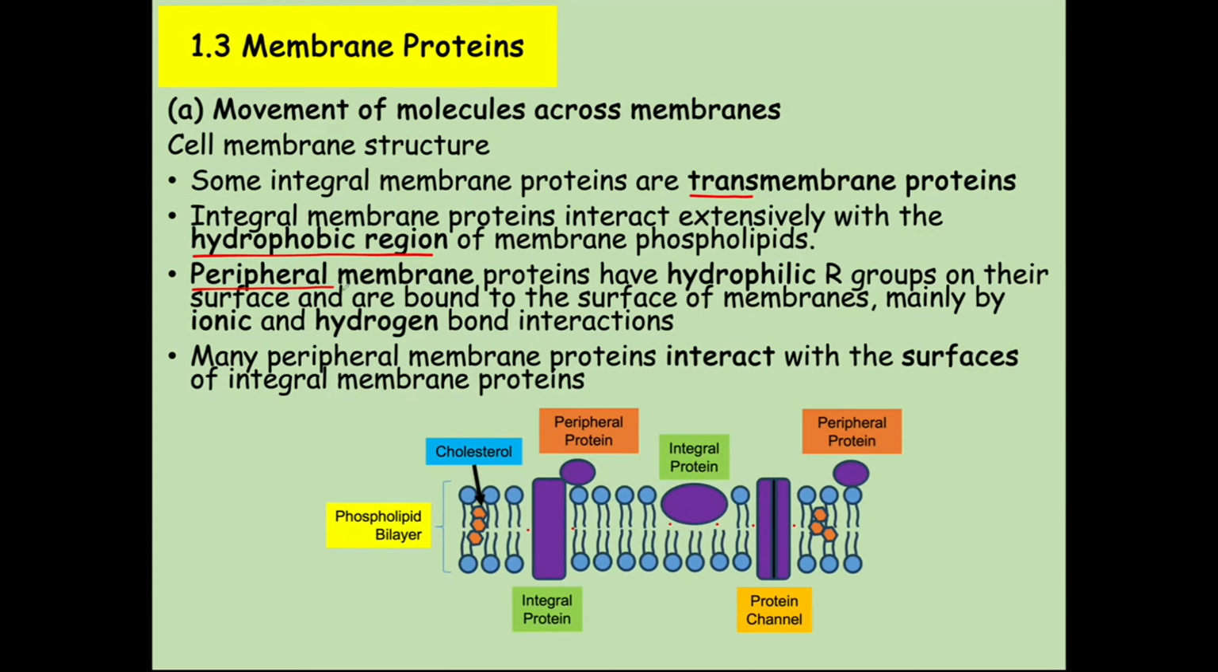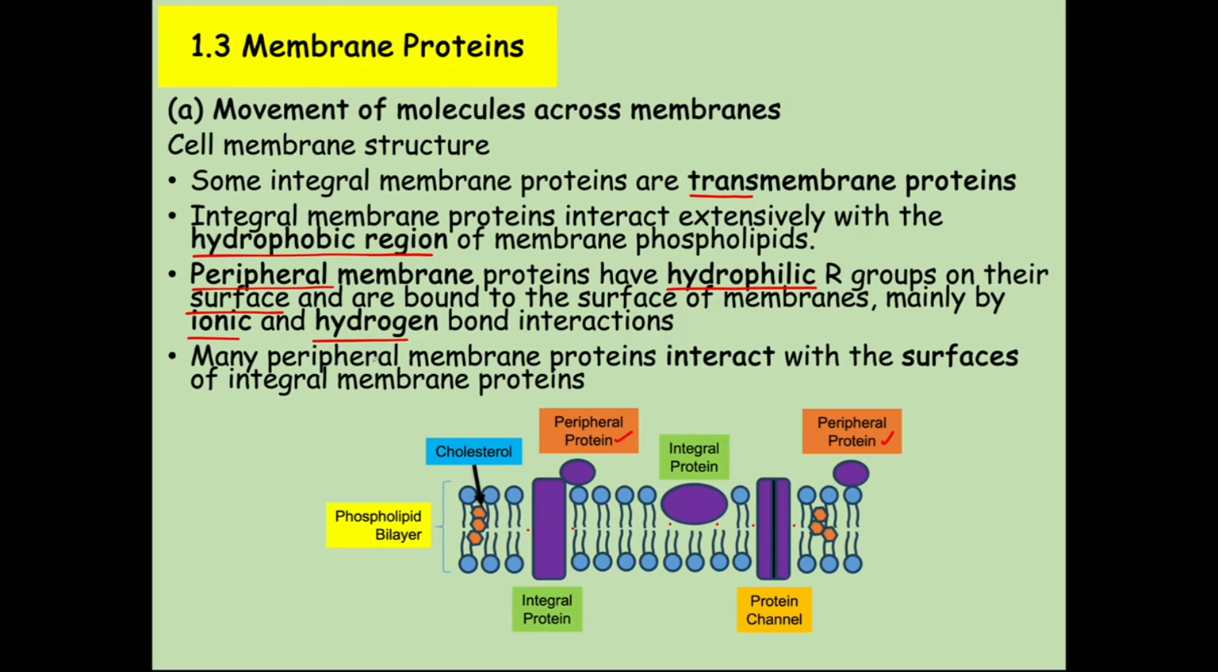Now, peripheral membrane proteins, such as this one here, and this one over here, we can see are located on the periphery or the outside or the surface of the cell membrane. And the reason that they're located there is because they have hydrophilic R groups, okay? So those ones like to be on the exterior, and the hydrophilic head of the phospholipid bilayer, okay? And they are bound to the surface of these membranes, mainly by ionic and hydrogen bond interactions, okay? Ionic between our basic and acidic R groups that we learned about in the last topic.